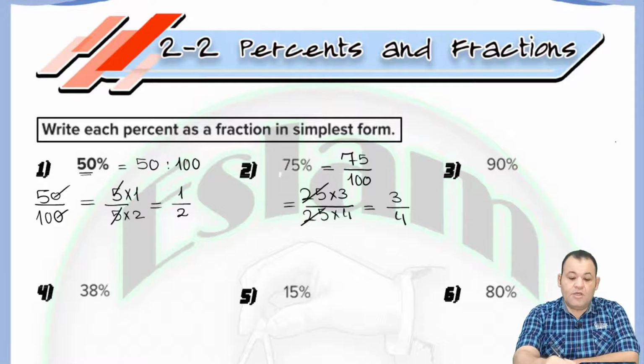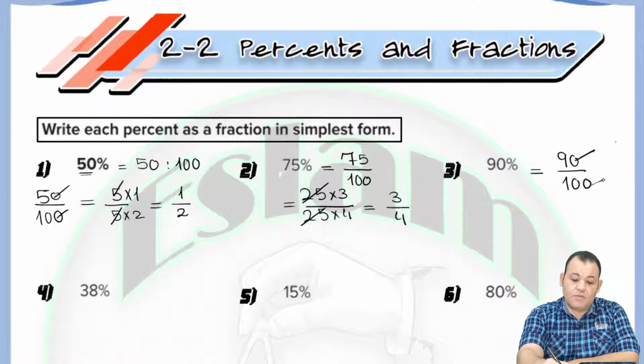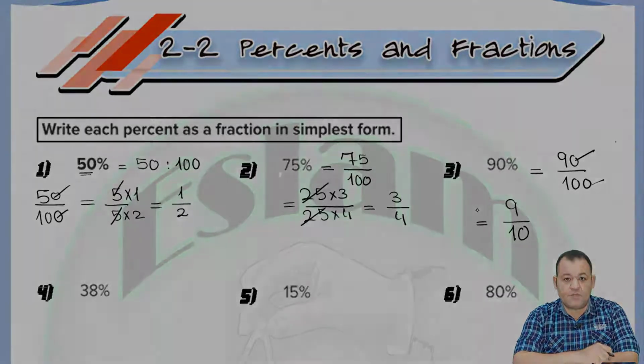90%. 90% is equal to 90 over 100. We can cancel 0 and 0. Only if you have 0, you can cancel 0 up and 0 down. So it will be equal to 9 over 10. So the simplest form of 90% will be equal to 9 over 10.